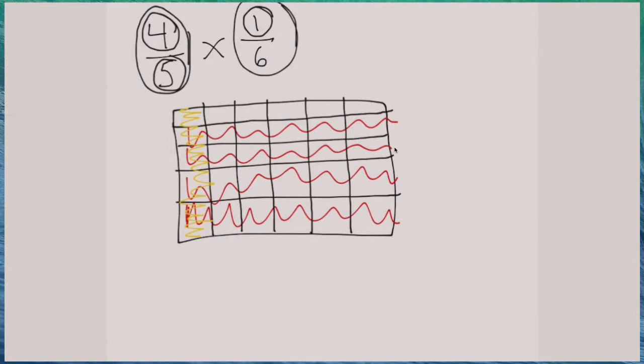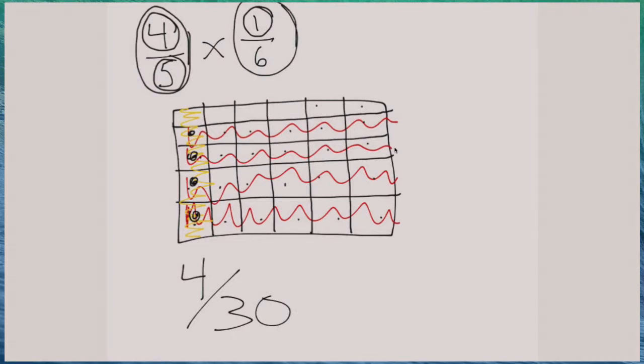I find my answer by counting up how many little squares that my lines created, how many of those little squares got colored twice. I've got 1, 2, 3, 4 squares got colored twice. Now I count how many squares I made total. 1, 2, 3, 4, 5, 6, 7, 8, 9, 10, 11, 12, 13, 14, 15, 16, 17, 18, 19, 20, 21, 22, 23, 24, 25, 26, 27, 28, 29, 30. That's a lot.